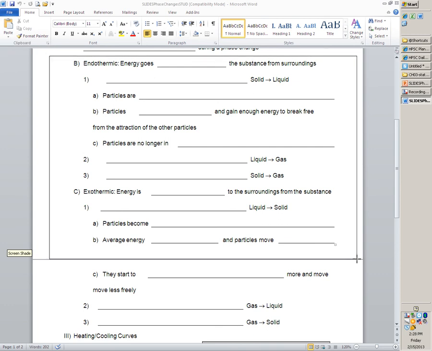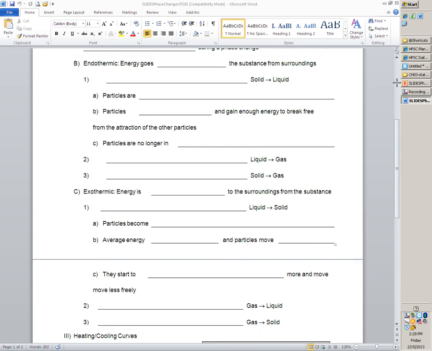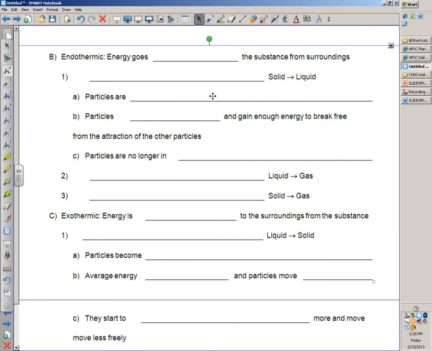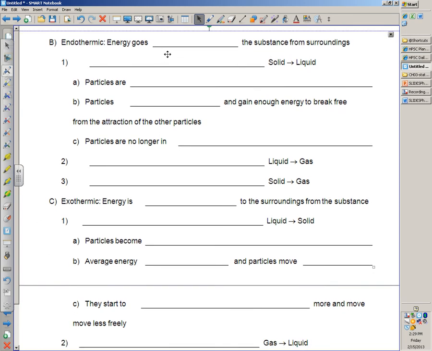Okay. So on your outline, letter B, underneath Roman numeral number 2. Endothermic means energy goes blank, the substance from the surroundings. Energy goes into, right? When something is endothermic, that means we're putting energy into it. What do we call that endothermic process when something turns from a solid to a liquid? That's melting.